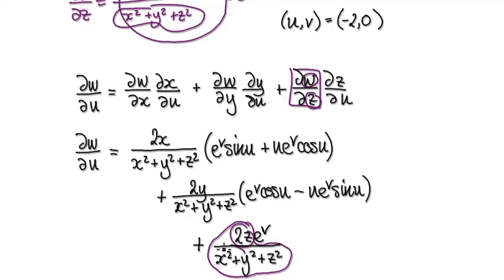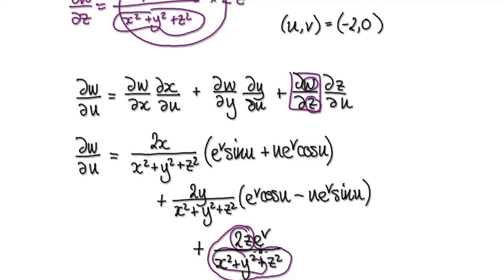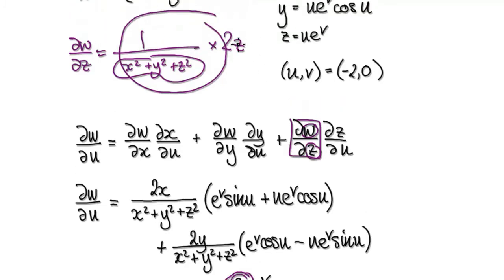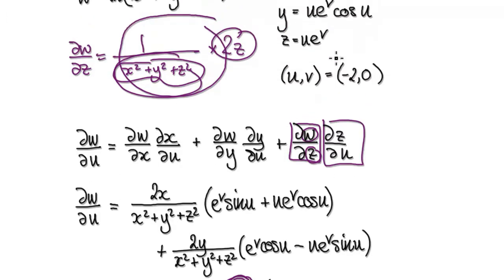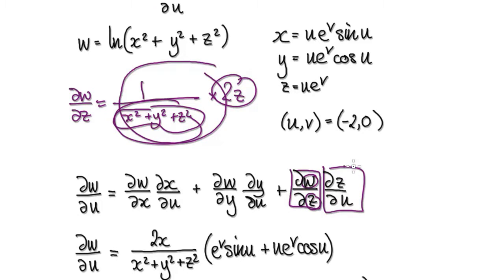2z over that thing. 2z over that thing there. So that would give us this thing here. Now we've got to look at this part. So this part, we would go back to here. We would go back to here, and then take the partial derivative of z with respect to u.